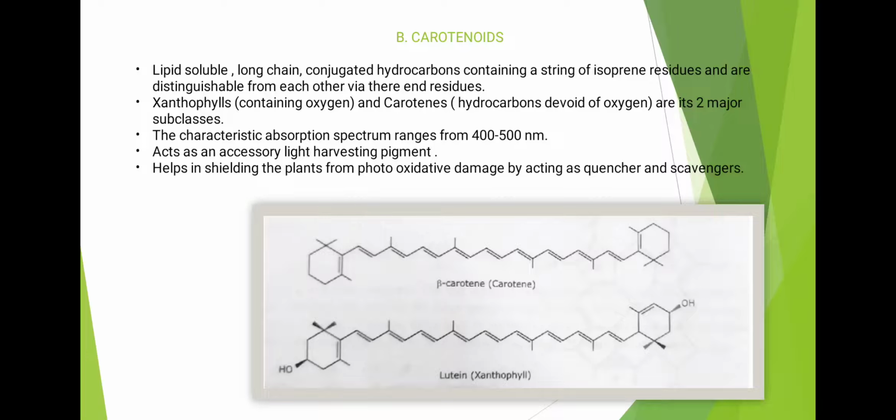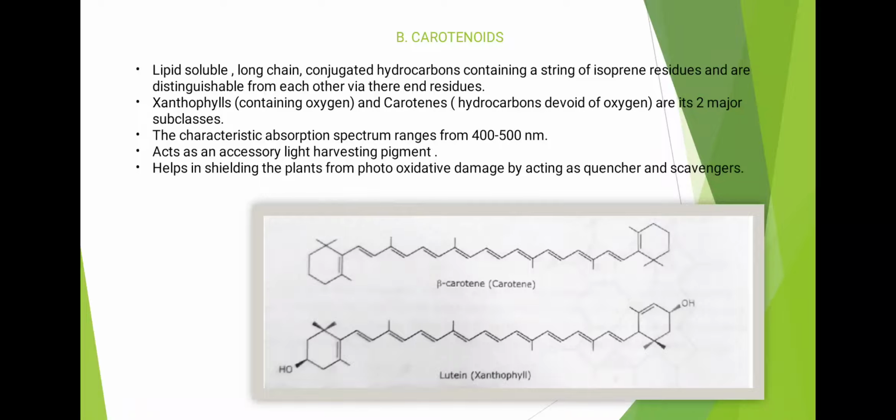Now these pigments act as accessory light harvesting pigments. You will study about this in later detail. And they also act as photooxidative damage shielders by acting as quenchers and scavengers. If you want to know in detail, I will make another video on this particularly, on how it acts as a photoquencher and all of it. Okay.